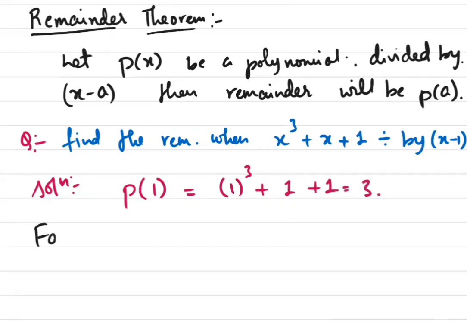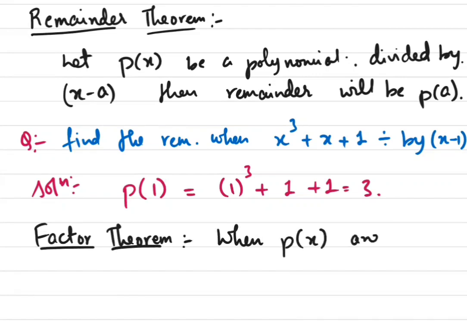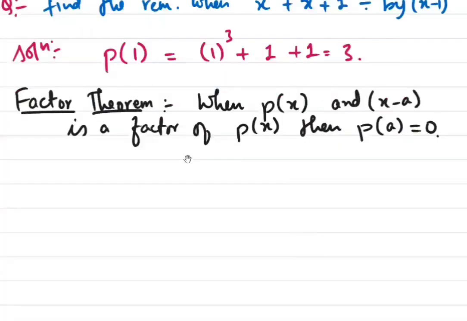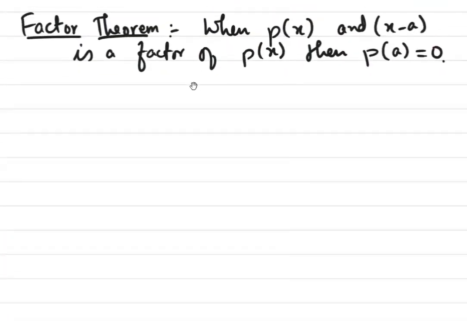The next theorem is called the factor theorem. Let's see what the factor theorem is. The factor theorem says, when P of x is a polynomial and x minus a is a factor of P of x, then P of a is equal to 0. So if P of x is a polynomial and x minus a is a factor of the polynomial, then P of a equals 0. This is called the factor theorem. Let's see the factor theorem with an example.